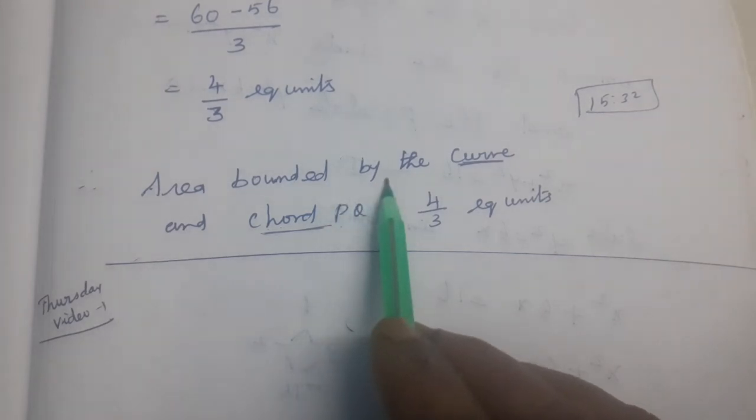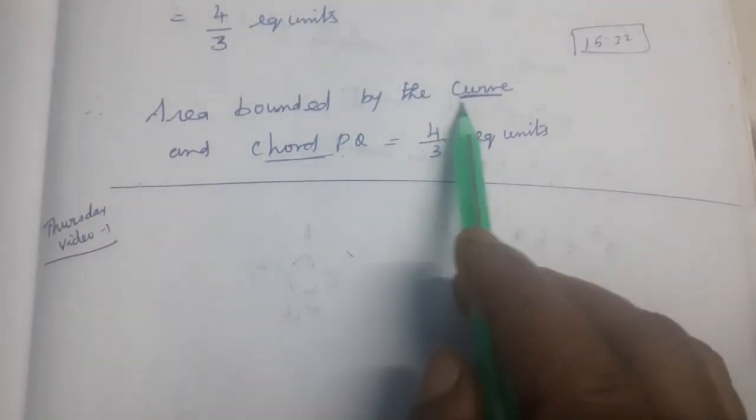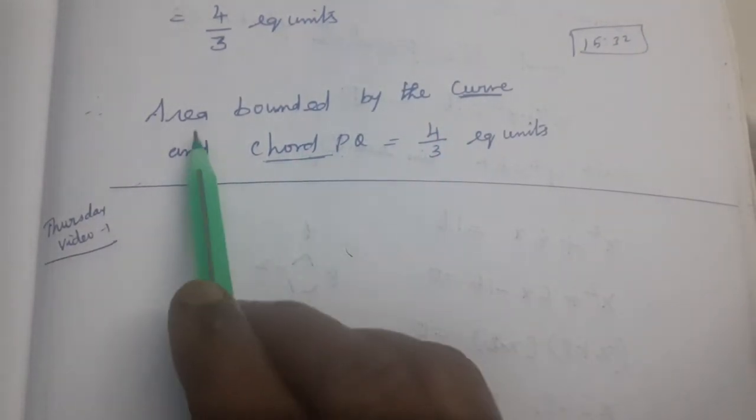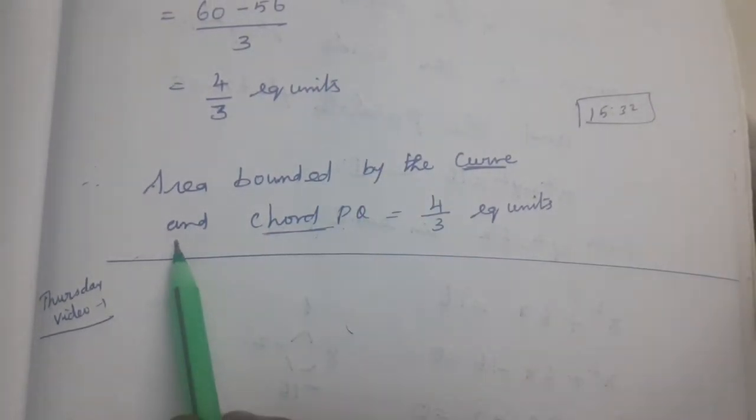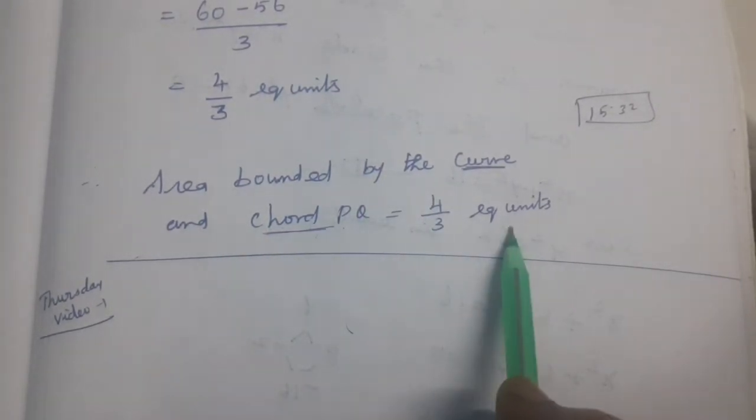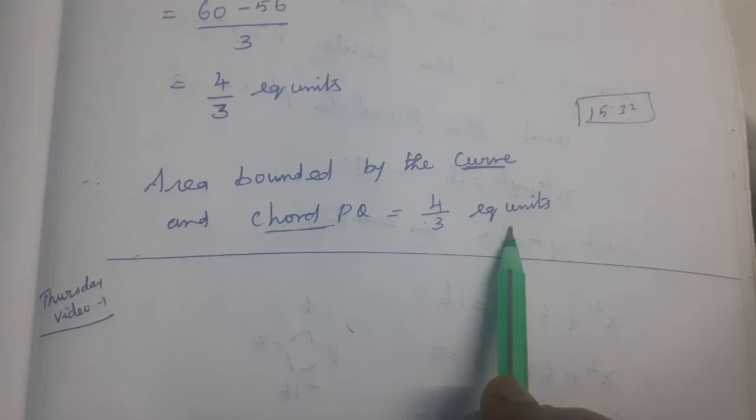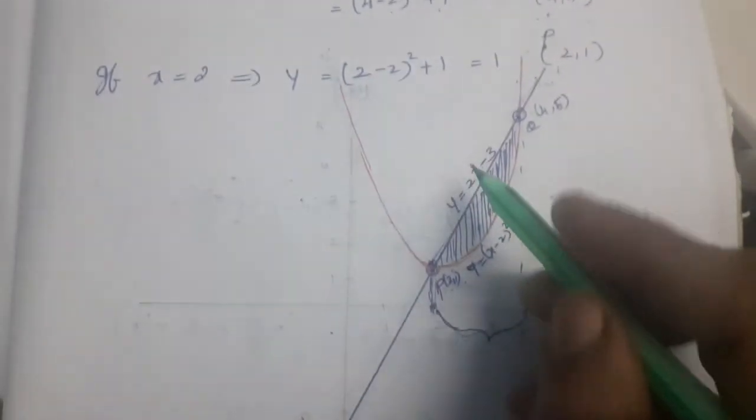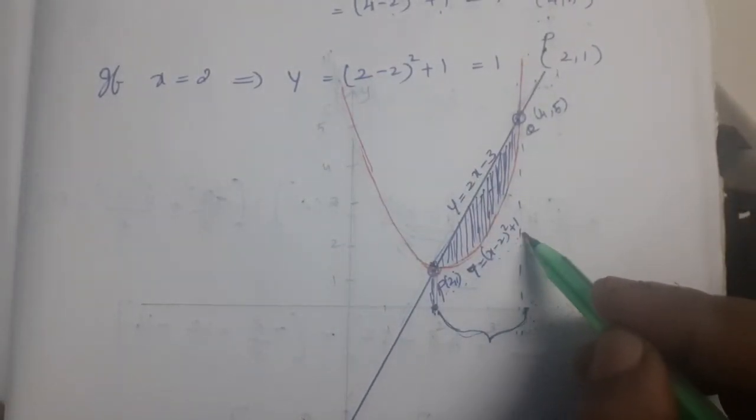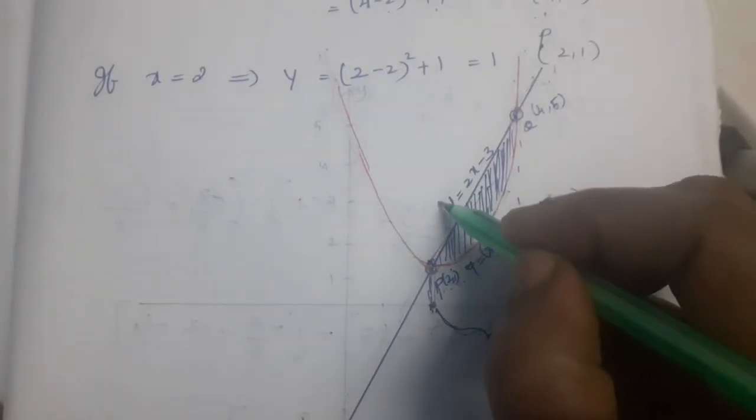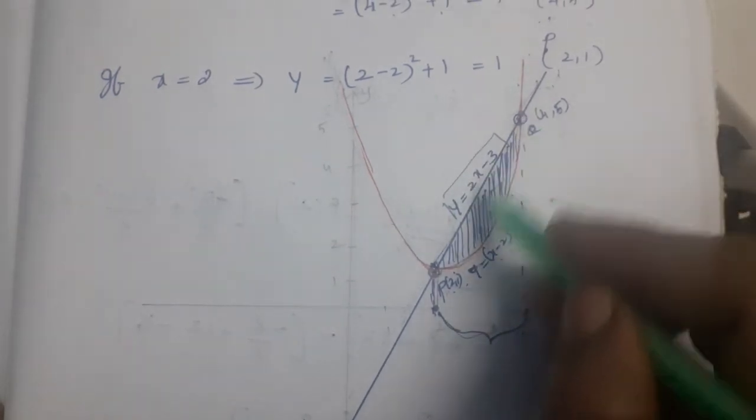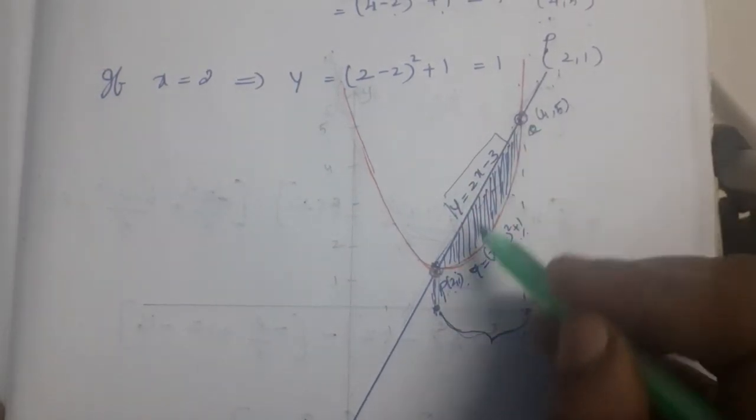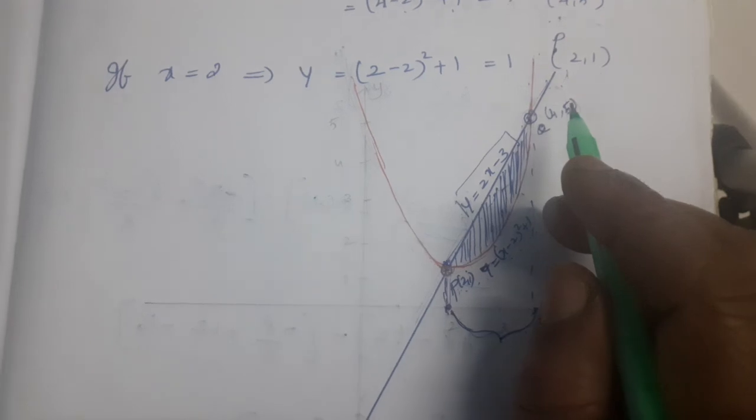Therefore area bounded by the curve and the chord PQ. This is the curve. Chord is nothing but straight line. So area bounded by the curve and the chord PQ is 4 by 3 square unit. Students, go through the diagram properly. So the question itself, the equation of the curve is given y equal to x minus 2 the whole square plus 1. Now we are going to find y equal to 2x minus 3, the equation of PQ we are going to find.